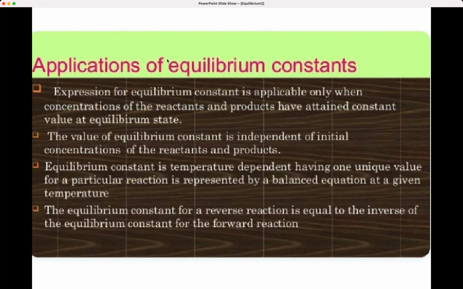Next, applications of equilibrium constant. The expression for equilibrium constant is applicable only when the concentration of the reactants and products reaches a constant value at the equilibrium state. So the value of equilibrium constant will be independent of the initial concentration of the reactants and products. Equilibrium constant is temperature dependent. Remember, it is always temperature dependent, having one unique value for a particular reaction, which is shown by a balanced equation at a given temperature. The equilibrium constant for a reverse reaction will be equal to the inverse of the equilibrium constant for the forward reaction. So these are the applications of equilibrium constant.